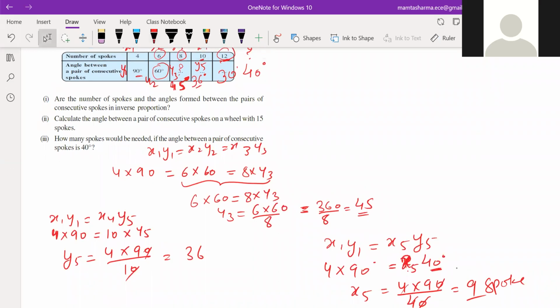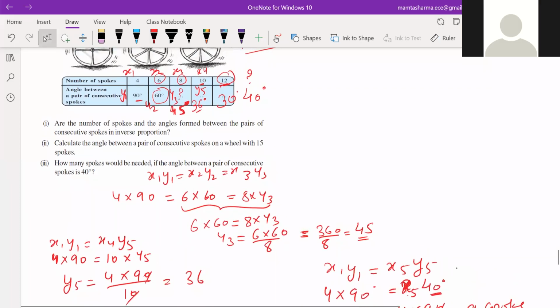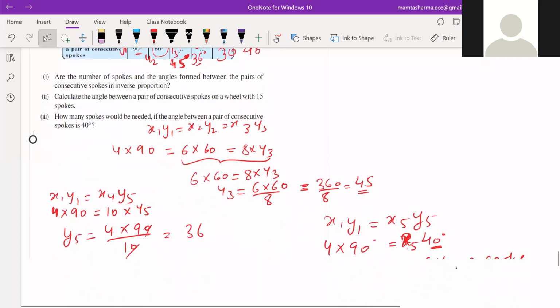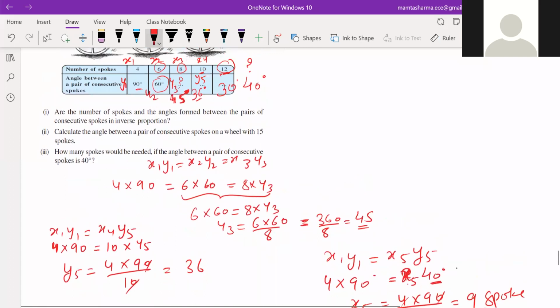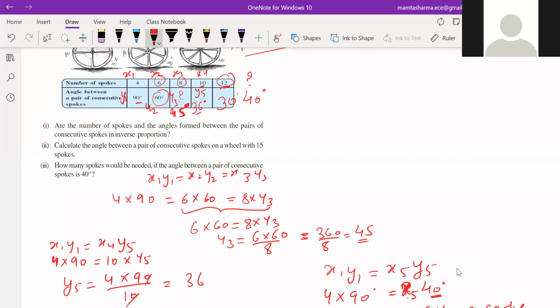Isn't it? Ma'am, but for the second one, I'm getting 24 only. Yes, ma'am, I'm getting 9 only. I did the calculation wrong. Yeah, so 9 will be the correct answer. Shubhra, what happened? For the second one, I'm getting 24. Yeah, for the second one, it's 24 only. Oh, I thought for the third one you were saying 24. No, the second one is 24 only.